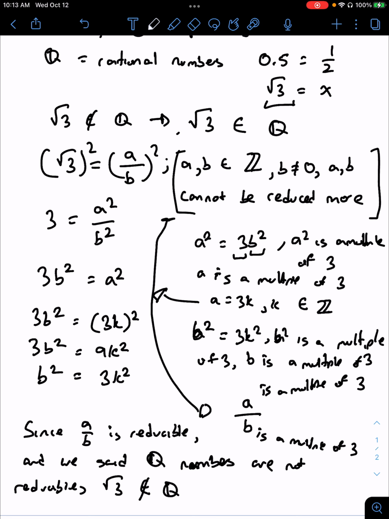So the original starting point was this, right? That radical 3 is an element of rational numbers. That's wrong, because obviously it's not. So there you go. That's how we proved it by contradiction.